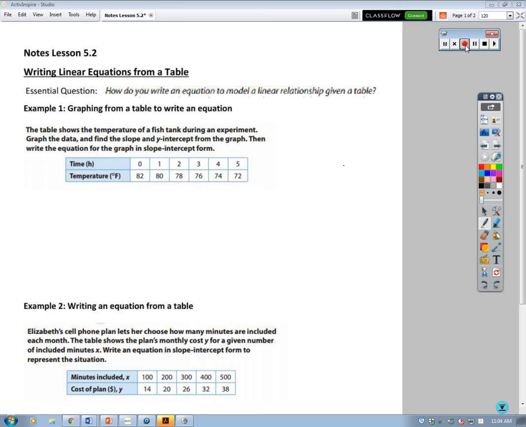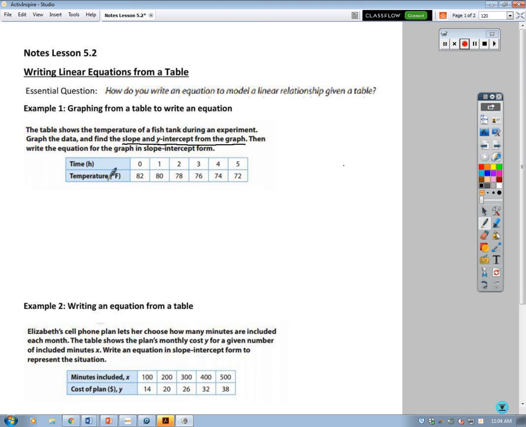So we're going to jump into example 1, which is graphing from a table to write an equation. So what we're doing here is we're connecting the previous concept. We're taking a table and we're creating a graph, and then from that graph we can create an equation. So let's look at what it's given us here. The table shows a temperature of a fish tank during an experiment. Graph the data and find the slope and y-intercept from the graph. Then write the equation for the graph in slope-intercept form, and that's the y equals mx plus b.